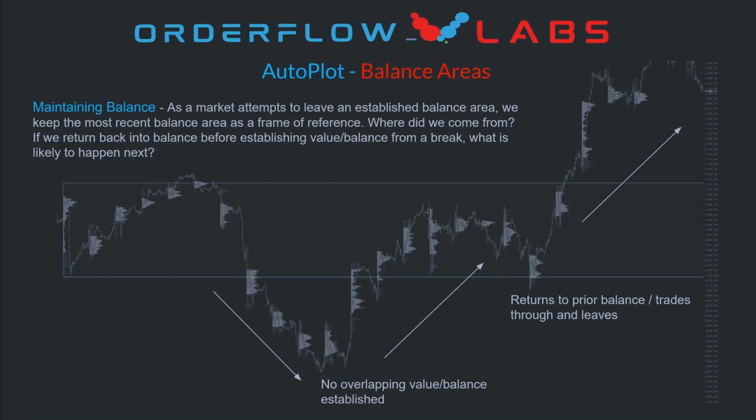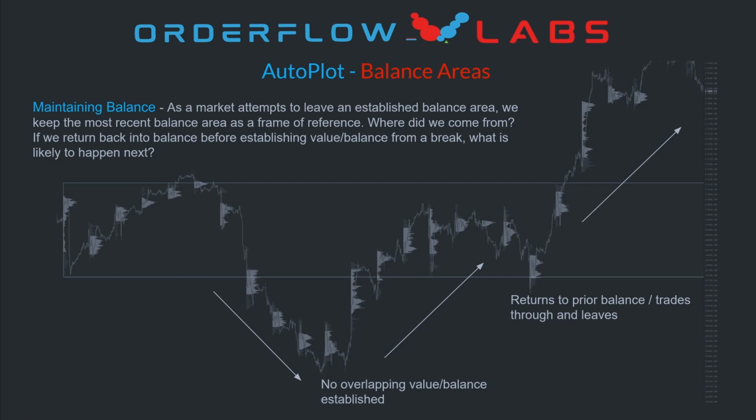So it's different in the sense that we've changed the rules there, but what's happening is we're going to continue to draw that balance area that we had formed and left until we've established a new balance area. And this helps you keep into context where we came from when we do break out, and also helps you understand, hey, if we leave balance and we come back into that balance area, what's likely to happen?